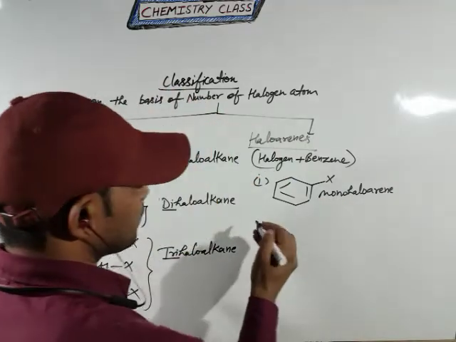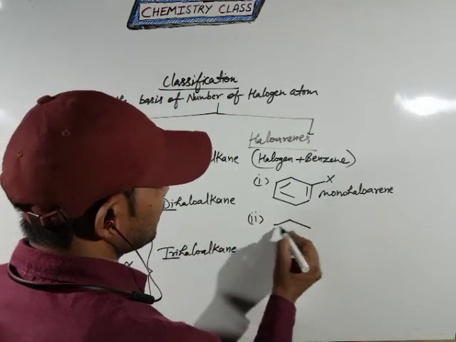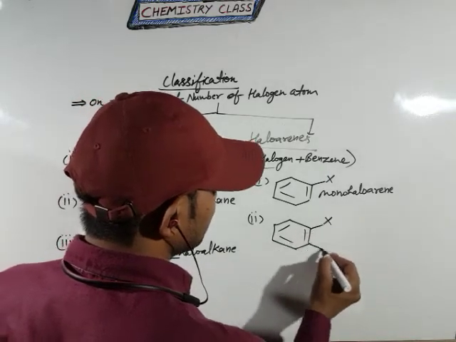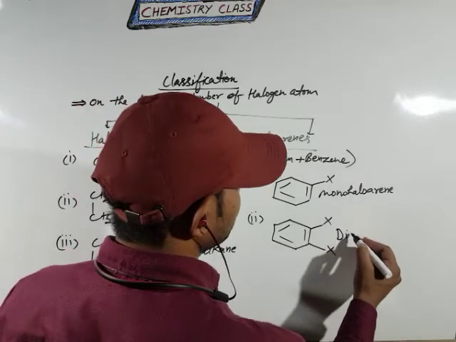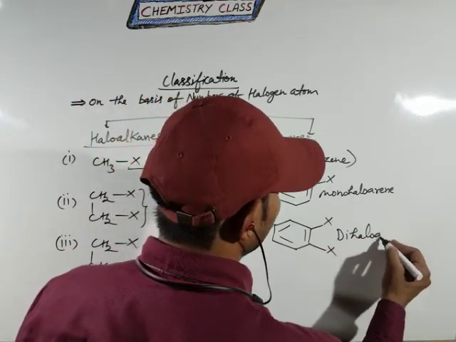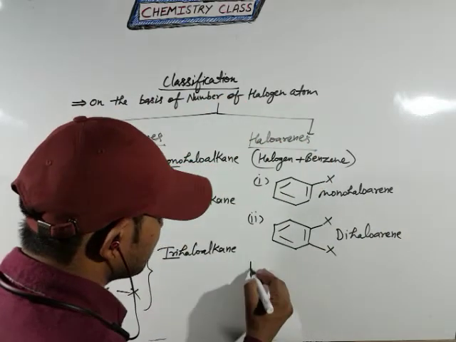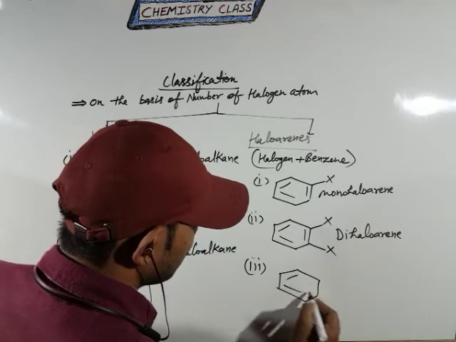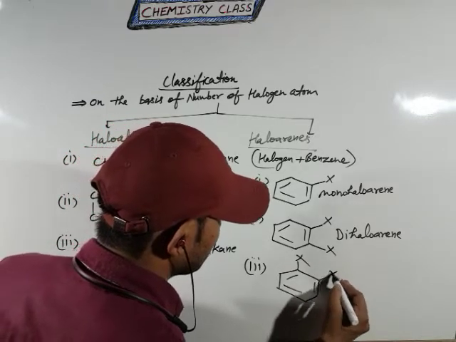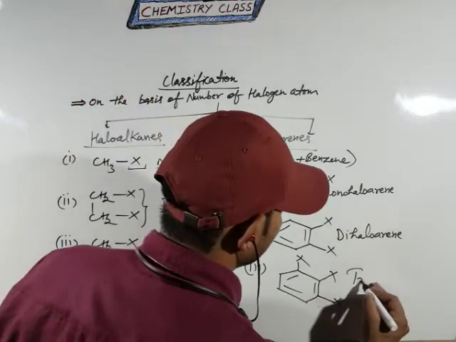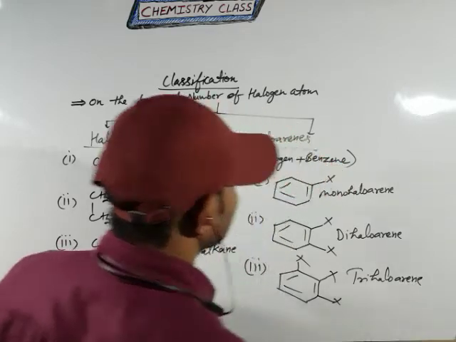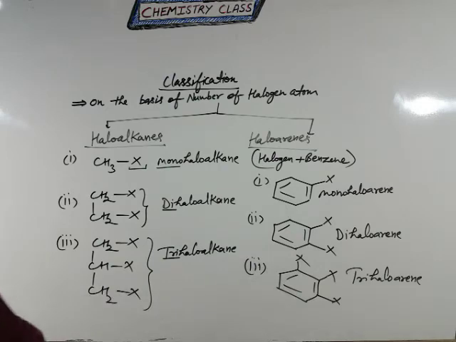Monohaloarene. If we talk about the dihaloarenes, the example is like this: you can see one halogen and this is the second halogen. The name also changes. The name is dihaloarenes. And the third one, if the benzene ring has three halogen atoms like that, the name also changes. The name is trihaloarene. Clear? So based on the number of halogen atoms, we talk about haloarenes and haloalkanes.